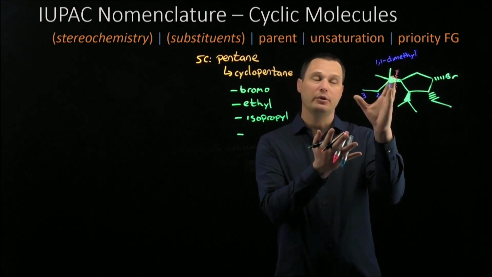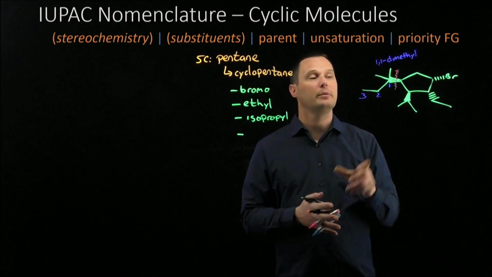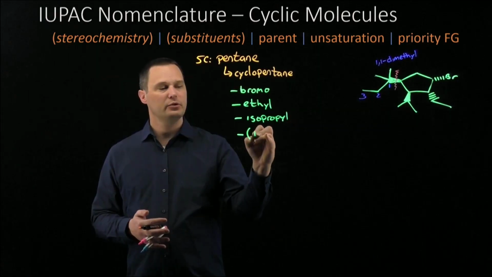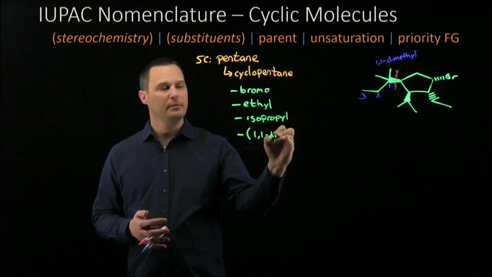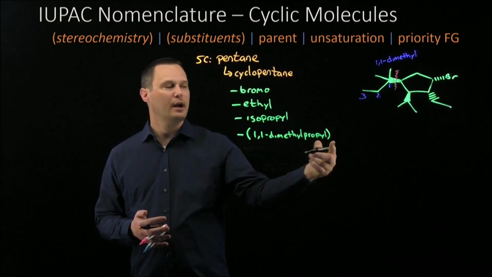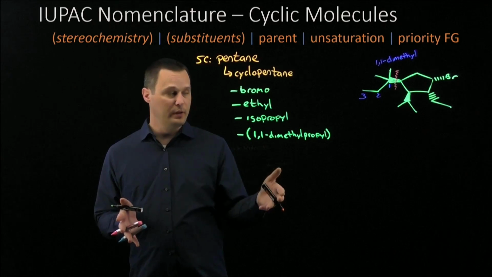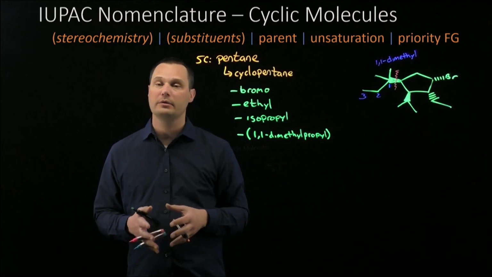But it's not a mini-molecule, it's a substituent on a parent hydrocarbon. So instead of A and E at the end, we replace it with YL. So this substituent will be 1,1-dimethylpropyl. And we wrap the entire complex substituent in a set of parentheses. Now we're ready to alphabetize, not only for the name, but also to figure out the location numbers of all of these substituents.